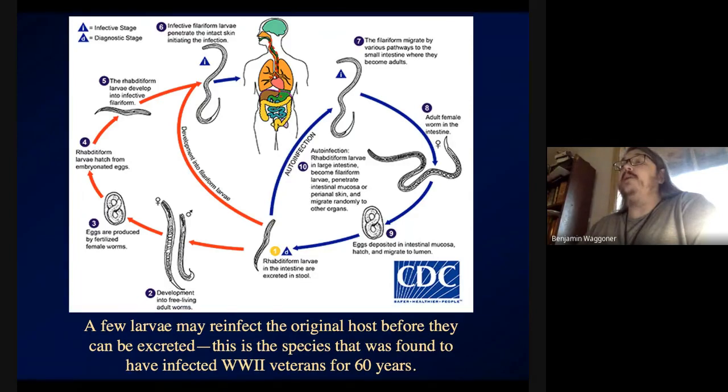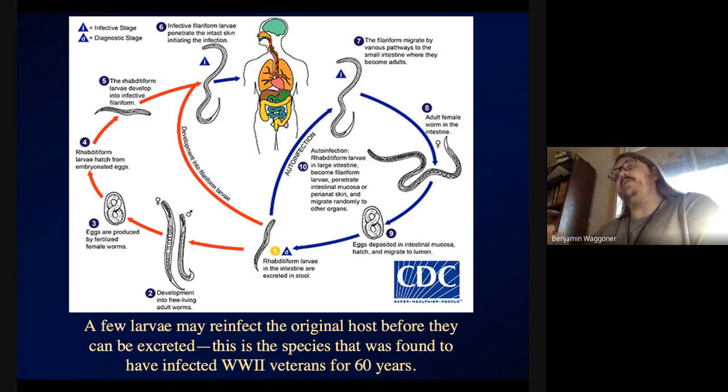Larvae that are in the intestine can penetrate the lining of the intestine, get into the bloodstream, migrate to other organs, and end up back in the small intestine and become adults. This is the species that was found in World War II veterans 60 years after they'd fought in the Pacific. As far as I know, they never noticed that they had it. As I mentioned, a low-grade infection might not be particularly symptomatic.